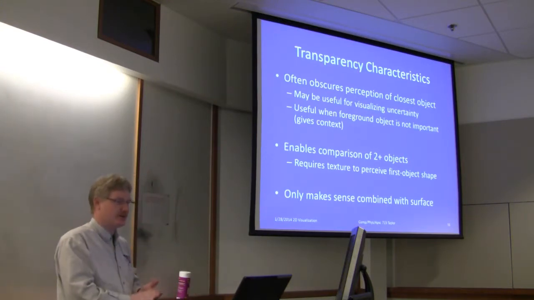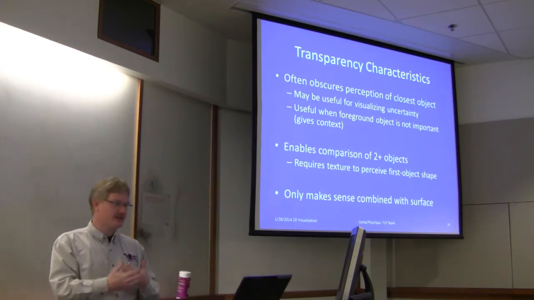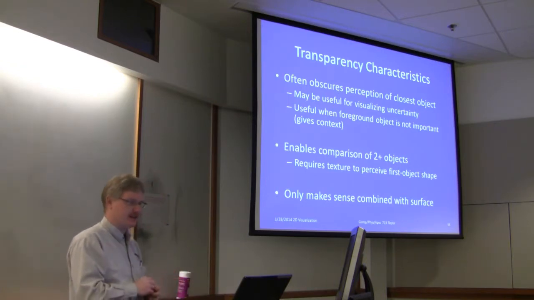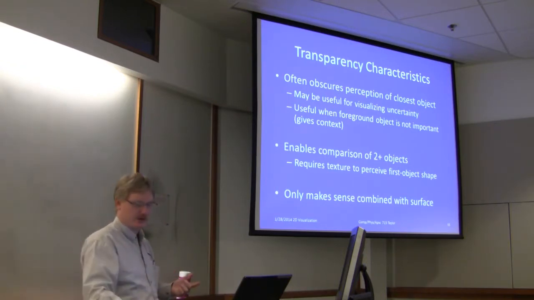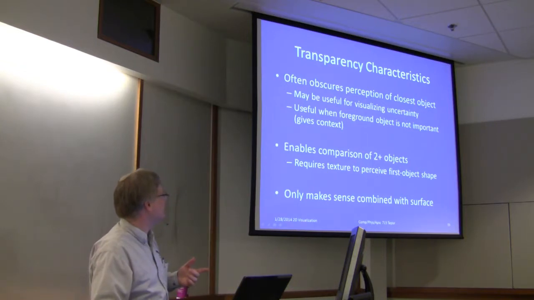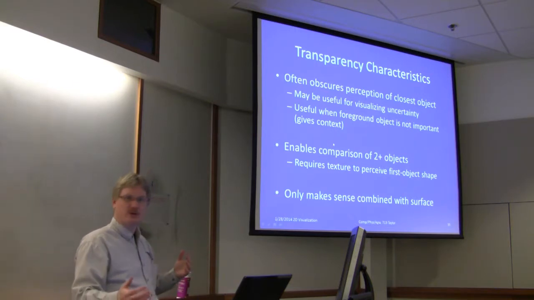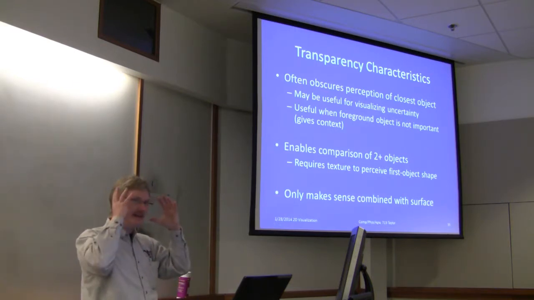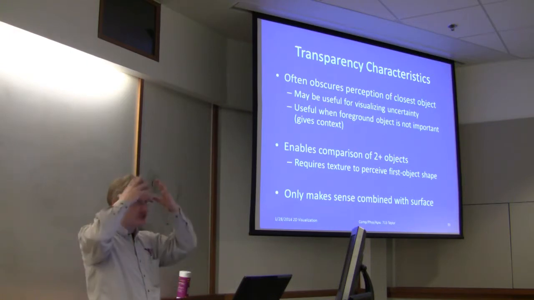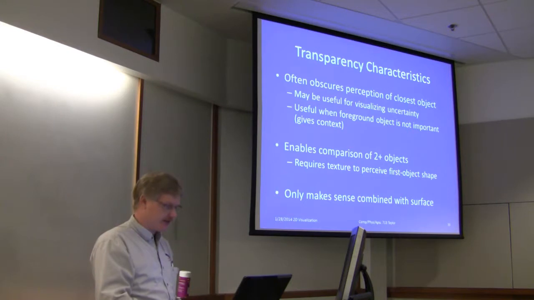All right, so it often obscures the closest object. You can see two or more objects, but you're going to need a texture to see what's going on, and it only makes sense when it's combined with surface. Now, the one trick is, as we saw in the video at the beginning, if the detailed shape of the foreground object is not important, but you want to see the context, this is the head that this is in, then transparency is not going to hurt you. It's still going to give you a silhouette, you get an idea of what's going on there, and you can still see through to see the object behind.